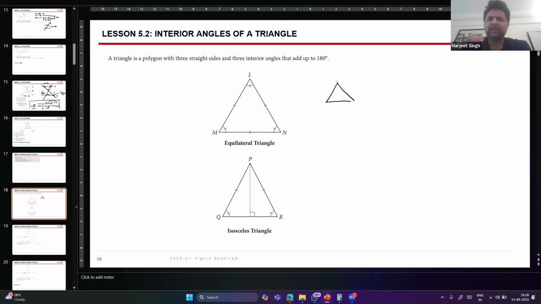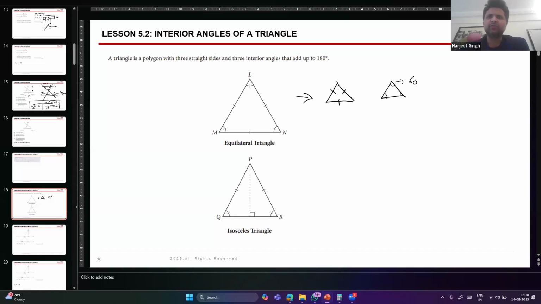In an equilateral triangle, this is the way we denote that sides are equal. Just mark them off. And also in an equilateral triangle, each angle is also equal. And since the sum is 180, each angle is 60. Next thing is, so this is the equilateral triangle.